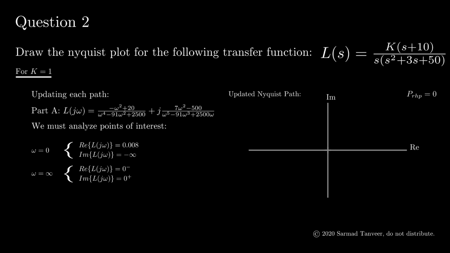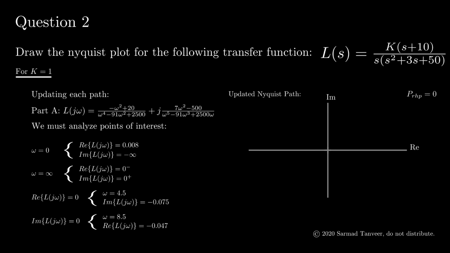Another point of interest is when the real component of part A is set equal to 0. This returns an omega value of 4.5, which then returns a value of negative 0.075 for the imaginary component. Finally, the last point of interest is when the imaginary component of part A is set equal to 0. This returns an omega value of 8.5, which then returns a value of negative 0.047 for the real component. We can summarize this data in a table.